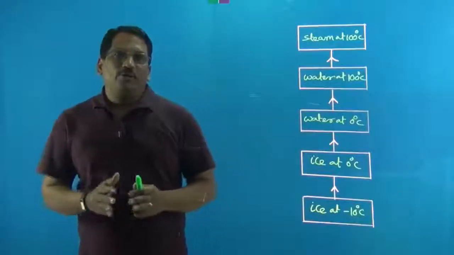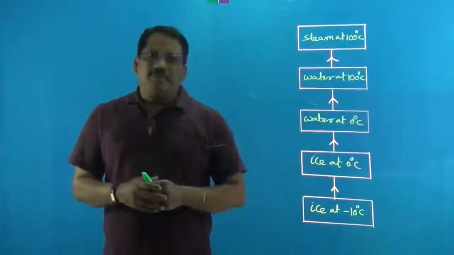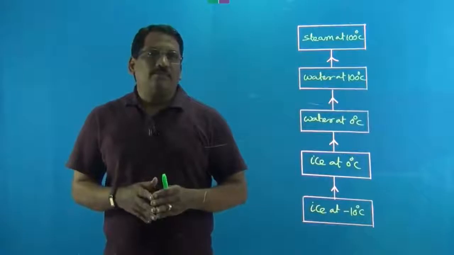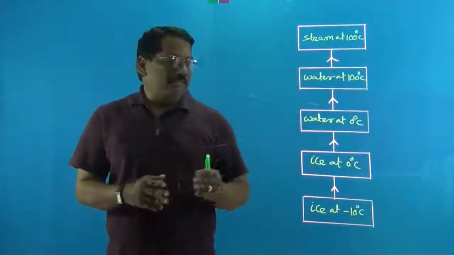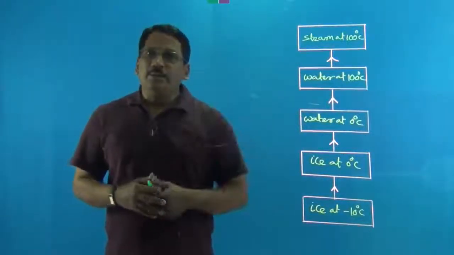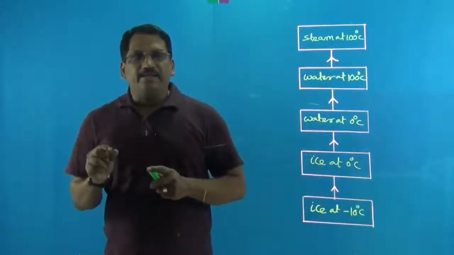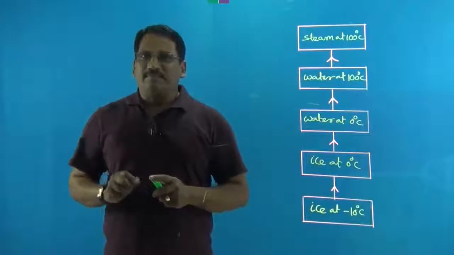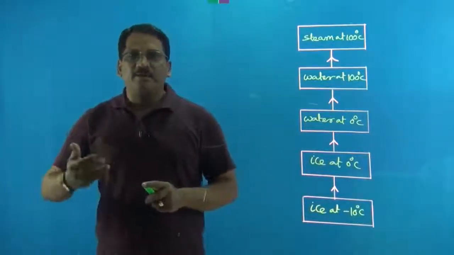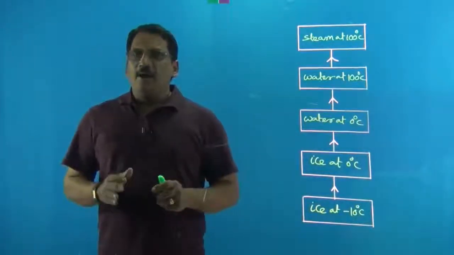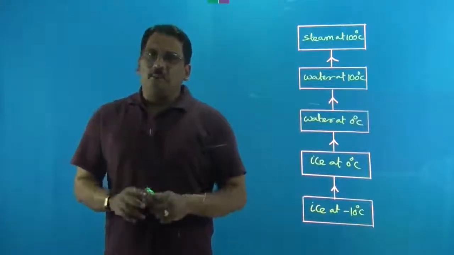Look at the solution for this very interesting question. That is the process of conversion of ice at minus 10 degrees centigrade into steam at 100 degrees centigrade. Here is a case of conversion of 1 gram of ice at minus 10 degrees centigrade into steam at 100 degrees centigrade. How much work will be done in this process?